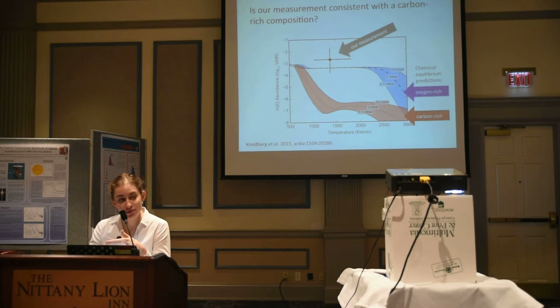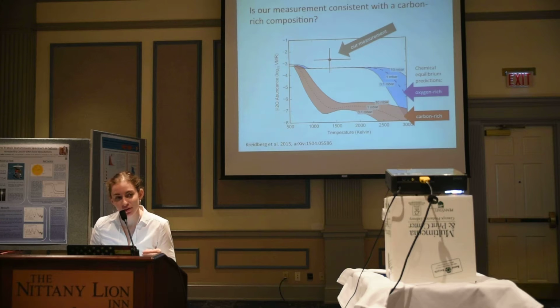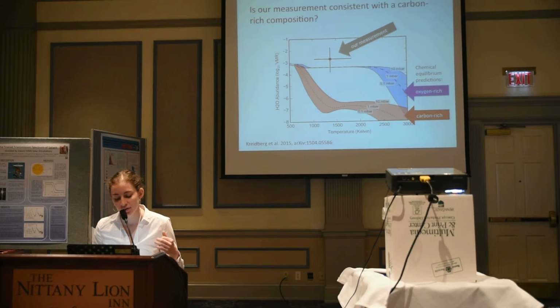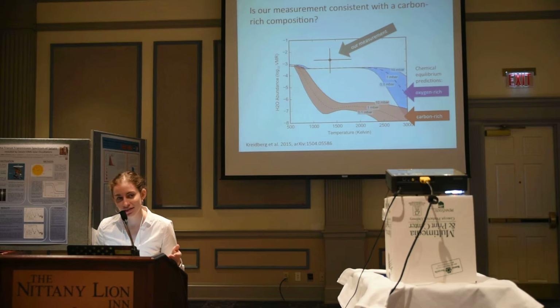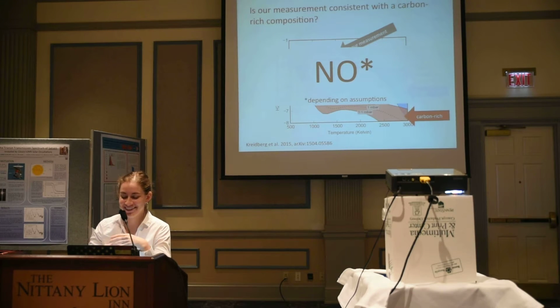This is the results of a retrieval, again done by Mike Line, where I'm showing temperature on the x-axis and the water abundance on the y-axis with comparisons with theoretical models for chemical equilibrium predictions of the water abundance for different chemical compositions. So I'm showing an oxygen-rich model in blue. You can see that's a better fit to our data than a carbon-rich model in red. And anytime you have a slide with a title with a question mark, the answer is always no, right? But depending on some assumptions.